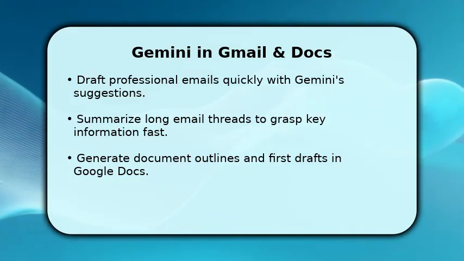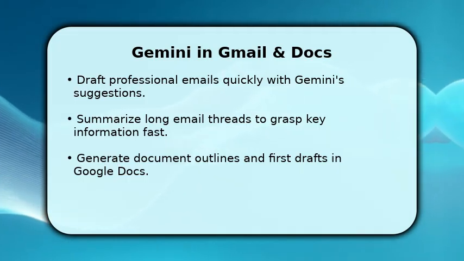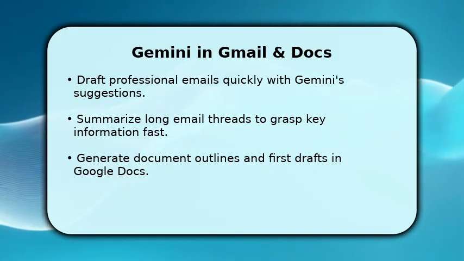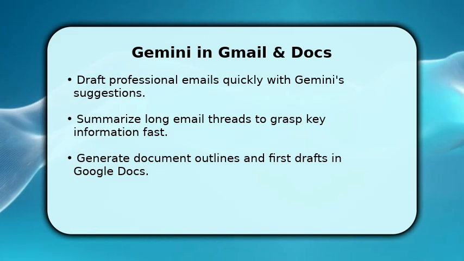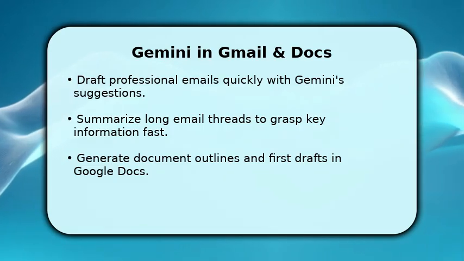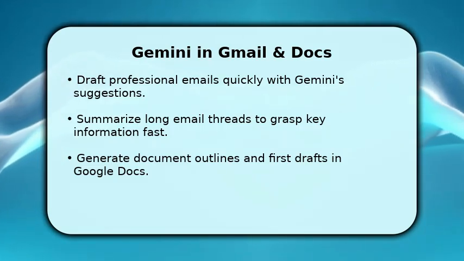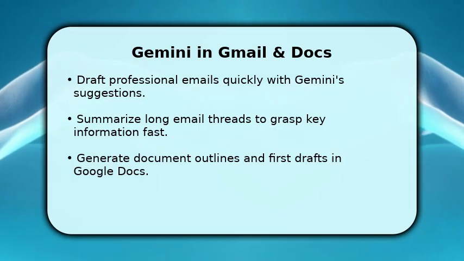In Gmail, Gemini can help you draft professional emails in mere moments, saving you valuable time. It can also summarize lengthy email threads, ensuring you quickly grasp the essential points. Moving to Google Docs, Gemini assists in generating comprehensive document outlines and even full first drafts. You can also use it to rewrite existing text, refining its clarity or adjusting its tone with ease.